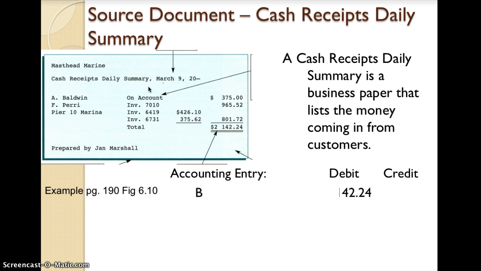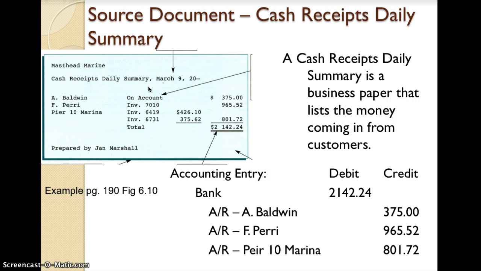Our accounting entry will debit the bank our total amount of $2,142.24 and credit our 3 accounts receivable.